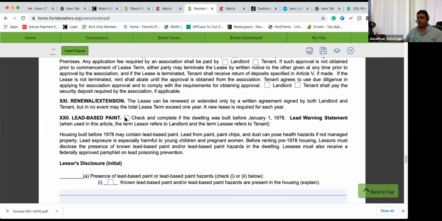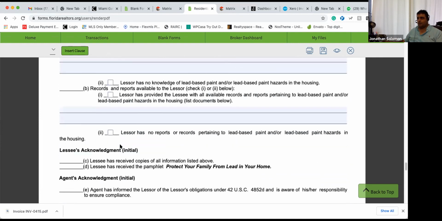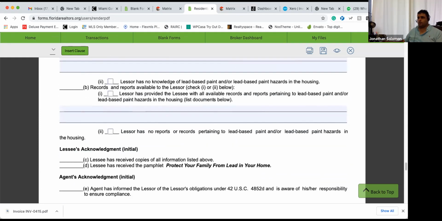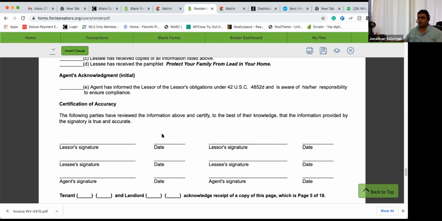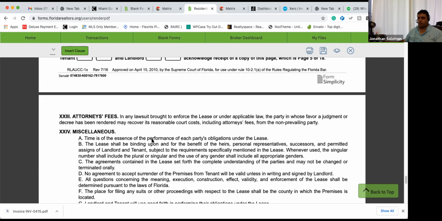If the property was built before 1978, we have to disclose the lead-based paint disclosure. We can select this option right here and select the right options on the lead-based paint disclosure and make sure it's going to apply. And everyone signs and initials the right places.